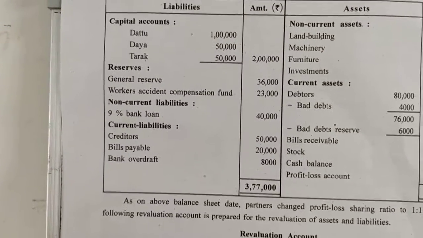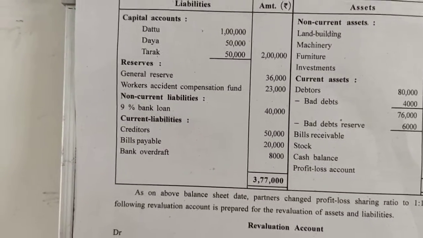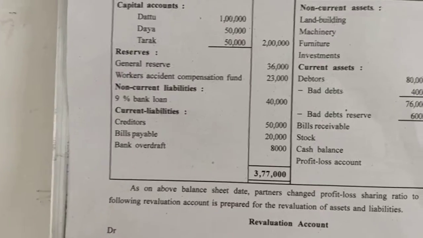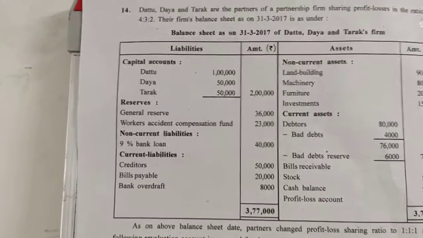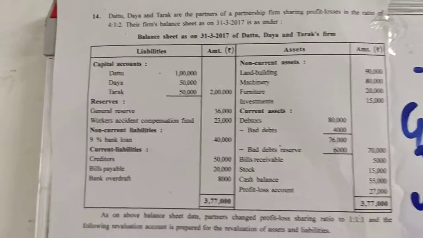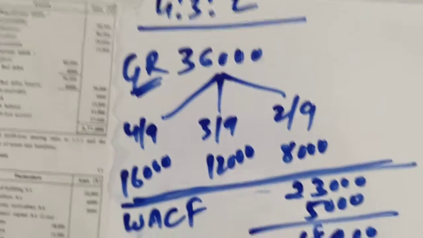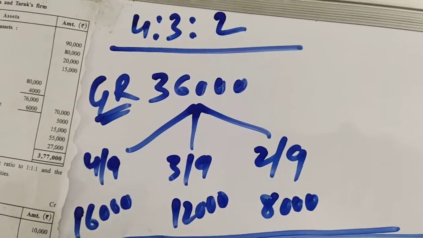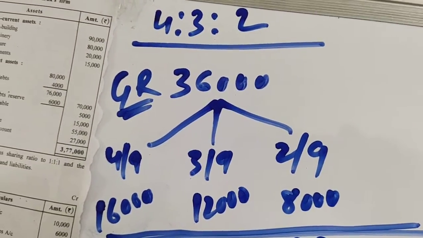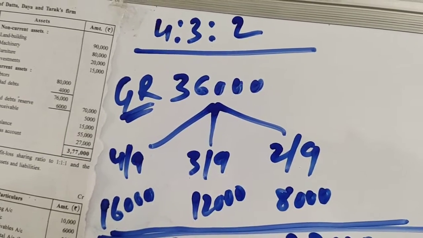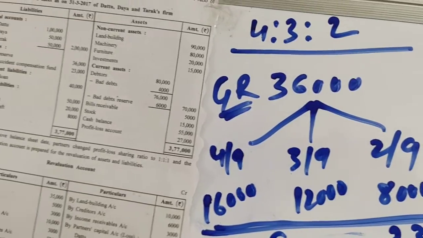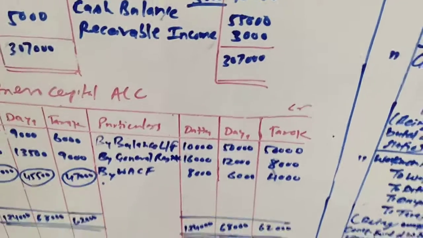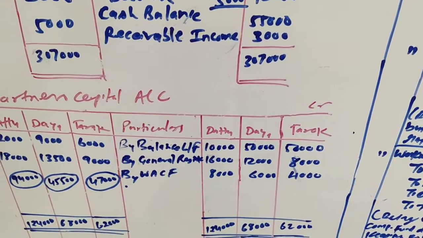Next item is reserve, general reserve 36,000. Now general reserve is a reserve which is to be distributed among the partners. 36,000 is the amount and the old ratio in which it is to be distributed is 4:3:2. So the calculation is general reserve 36,000 at 4/9, 3/9, 2/9, which comes to 16,000, 12,000 and 8,000 respectively. This should be credited to partners' capital account, as we very well know. So partners' capital account credit side, by general reserve 16,000, 12,000 and 8,000.